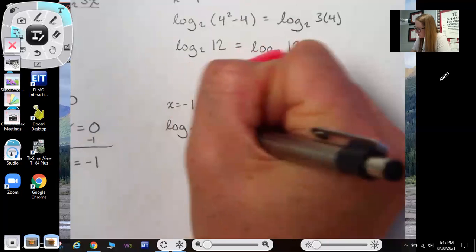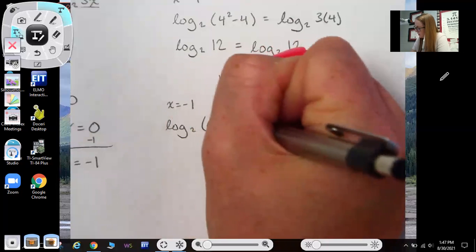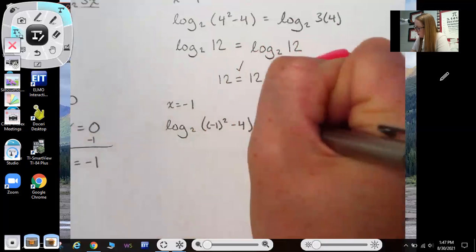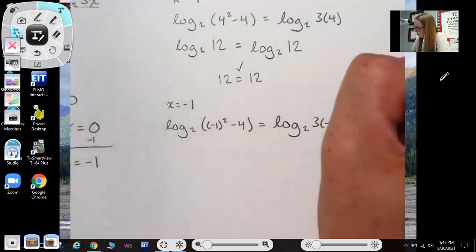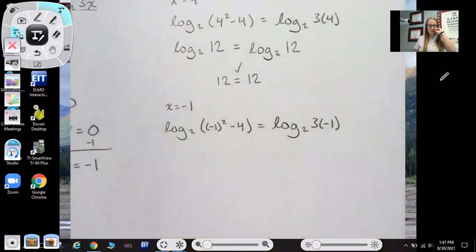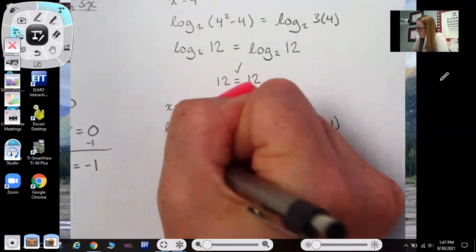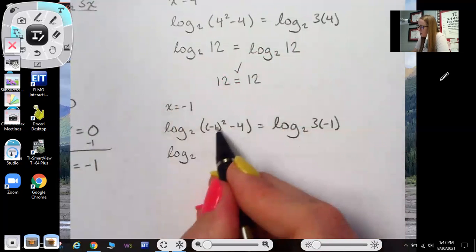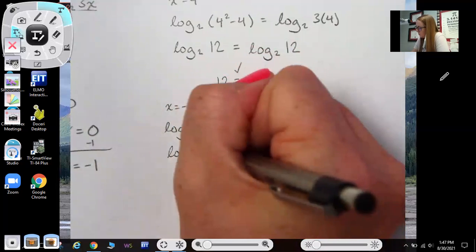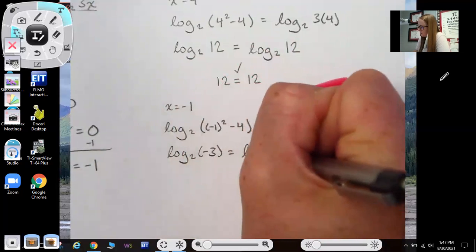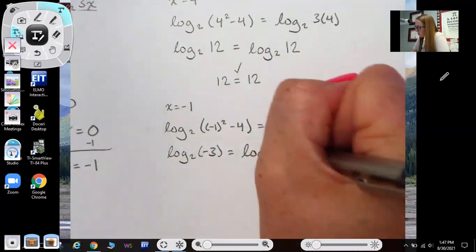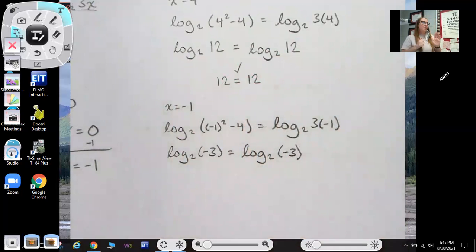So we got log base 2 of -1 squared minus 4 equals log base 2 of 3 times -1. Do the little bit of math. -1 squared is +1, minus 4 is -3. And 3 times -1 is also -3. Now pause right here, don't write anything else. We got to talk about something.